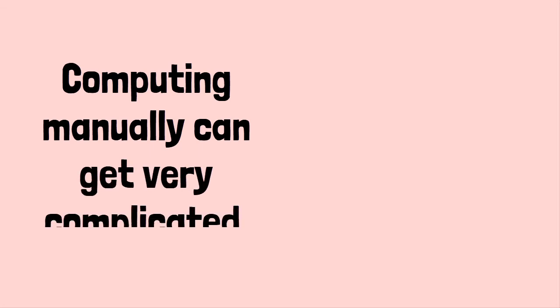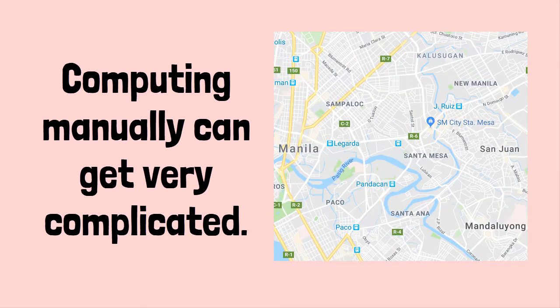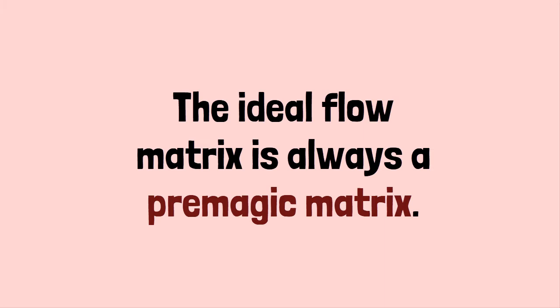So far, we've been computing everything manually. It can get very complicated, especially as real road networks have much more nodes and links. There's an easier way to deal with this. We're going to go on to our main theorem, that the ideal flow matrix is always a pre-magic matrix.